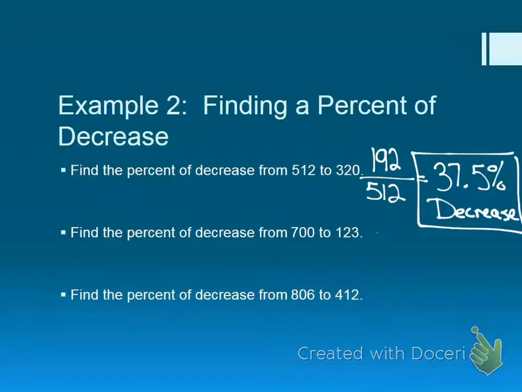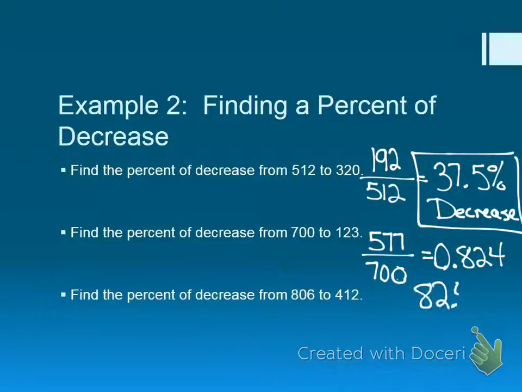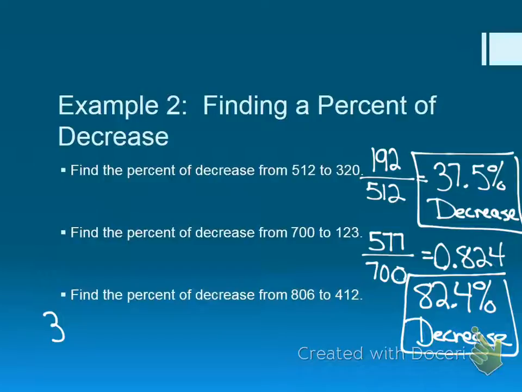All right, so now what is my amount of change on the second one? What's my amount of change? 700 minus 123 is what? 577 divided by 700 gives me 82.4% decrease. Did you get that right? Who got it right? 82.4.